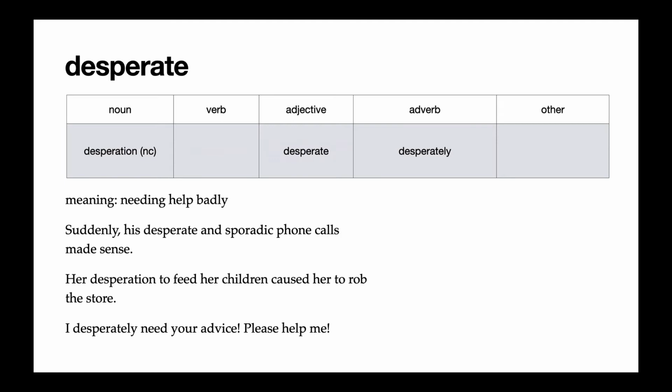And finally, we have the adverb form desperately. I desperately need your advice. Please help me. Desperately is one of the adverbs that we use a lot to mean really strongly. So if I desperately need your advice, that means I really, really need it in a way that will help me because I'm in a desperate situation.